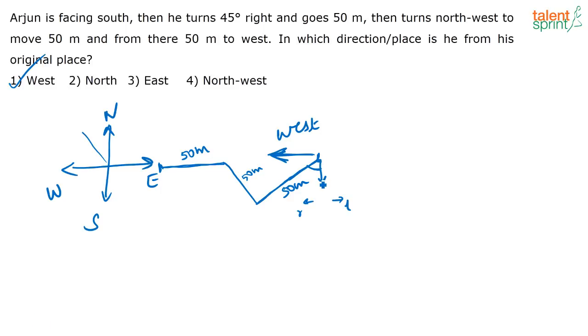He was facing the south, he turns 45 degrees towards the right, goes 50 meters, again takes a 90-degree turn towards northwest, another 50 meters, then he turns towards west and walks another 50 meters. So he is going to be in the west direction from his starting point. That is option 1.